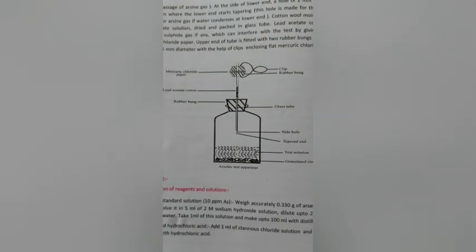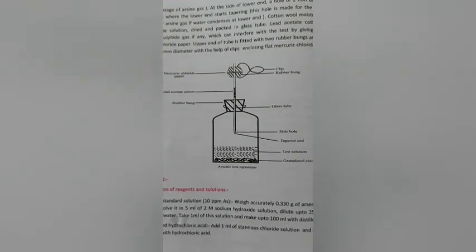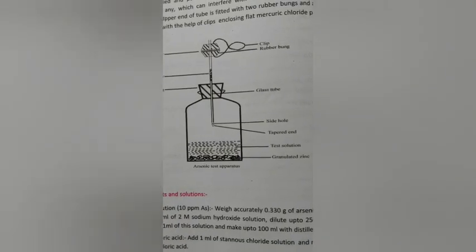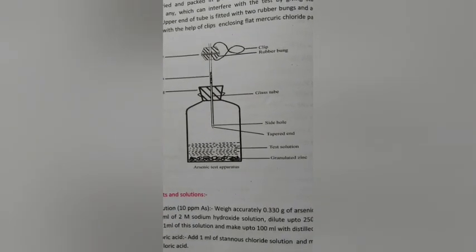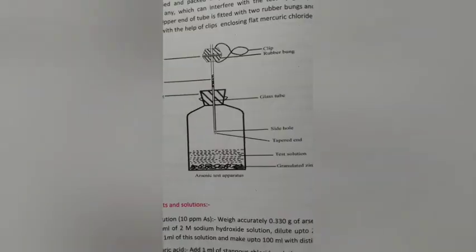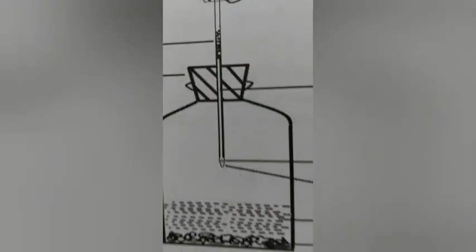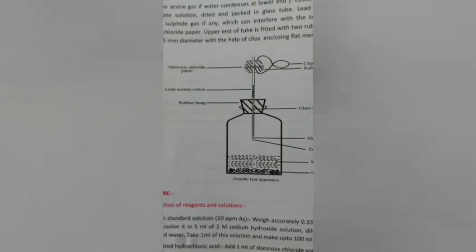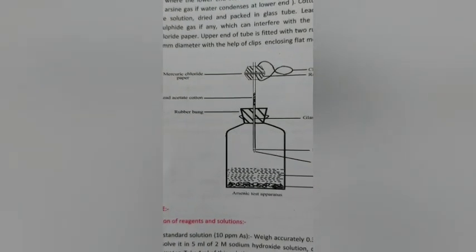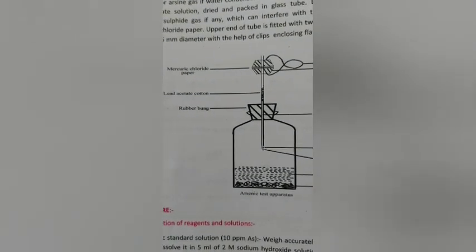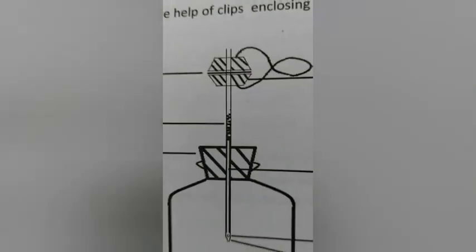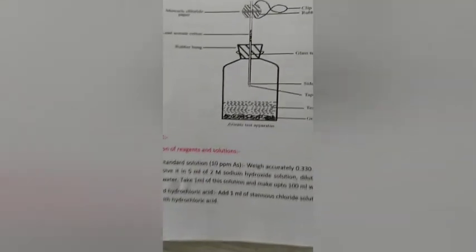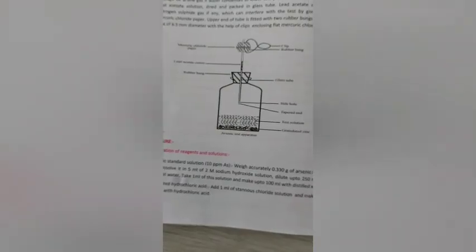So this is the diagram of the procedure which we did. You can see what all things we had added. This is granulated zinc, test solution. You can see how the tube has a side hole. Through this side hole, this gas passes upwards, and we put cotton in between, and then there is a mercury chloride paper put over here between two rubber corks. So this was our arrangement.